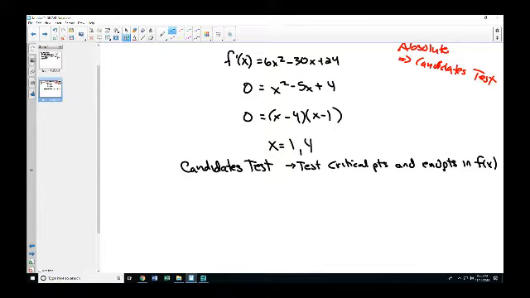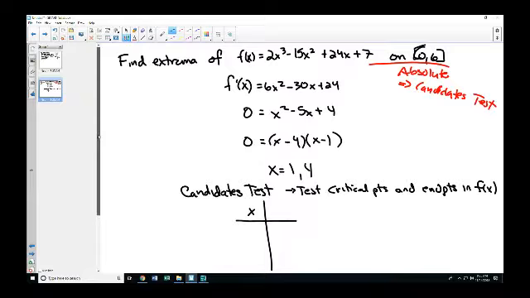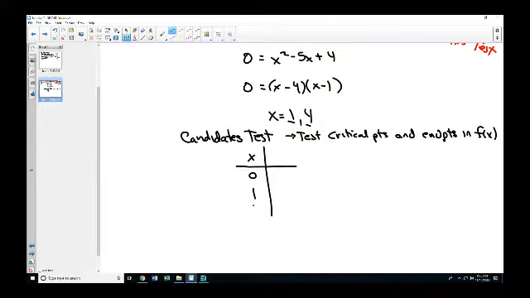The best way I found to do this is with a table. The endpoints are 0 and 6, and the critical points are 1 and 4. So 0, 1, 4, and 6. The endpoints can be your high and low, or the critical values can be your high and low. So we've got to test them all.